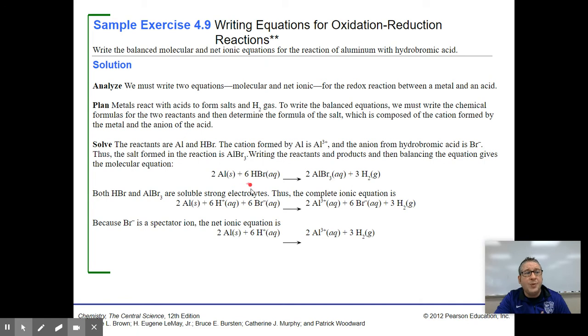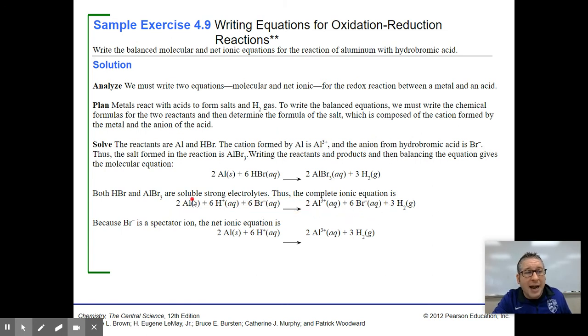So then, once we do the balanced chemical equation or molecular equation, we then have to do the ionic equation. We have to identify who can be dissociated. Well, hydrobromic acid is a strong acid, as we saw on the list, and so it can completely dissociate. Aluminum bromide is an ionic substance, and it's aqueous, so it can dissociate as well. So once we've got our ionic equation, we then find our spectator ions, which in this case is going to be bromine, because bromine is identical both on the left and right-hand side.